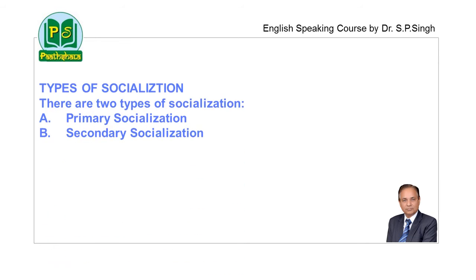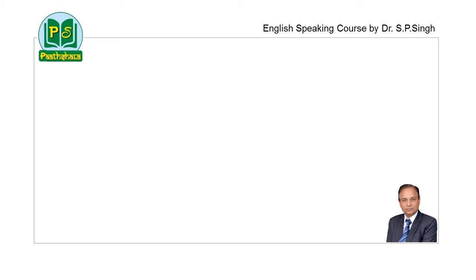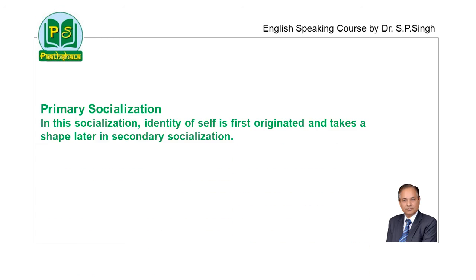Here we are going to discuss the types of socialization. Broadly, there are two types of socialization: primary socialization and secondary socialization. Primary socialization: in this type of socialization, identity of self is first originated and takes shape later in secondary socialization. The identity of self remains more or less entire.